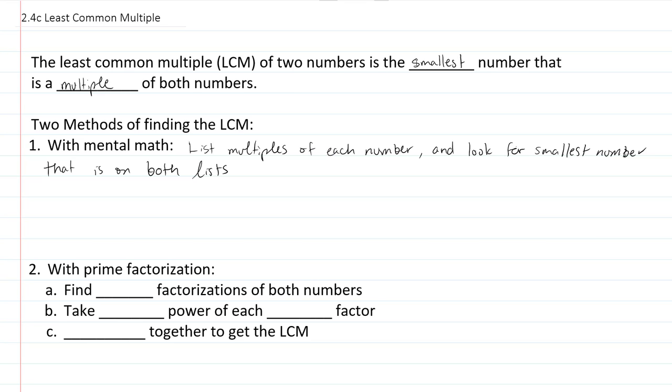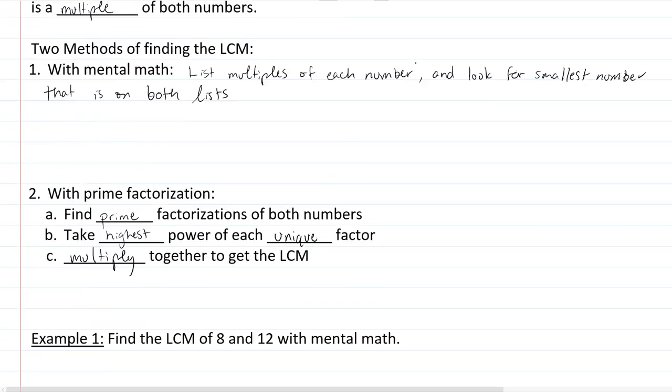Our second method is a three-step process, so it's a little longer, but as you'll see, it's better for bigger numbers. So using prime factorization, we first find the prime factorizations for both numbers. Then we take the highest power of each unique factor, and I'll show you what this means. And then we multiply all of these that we've selected to get the LCM. So let's go through a couple examples.